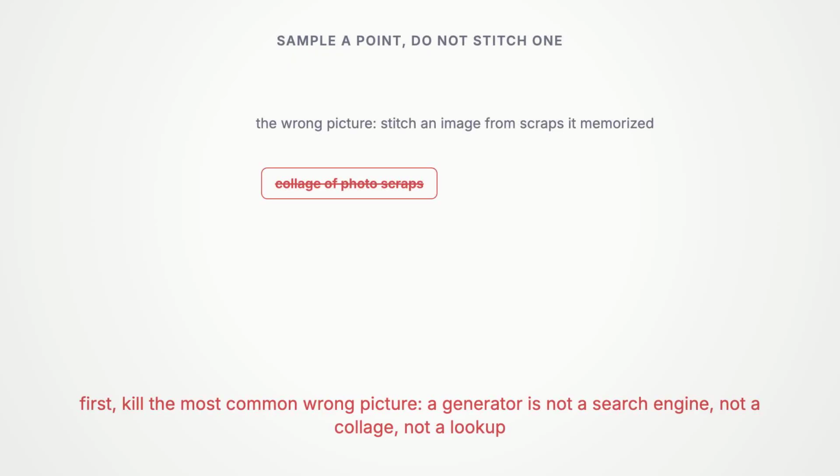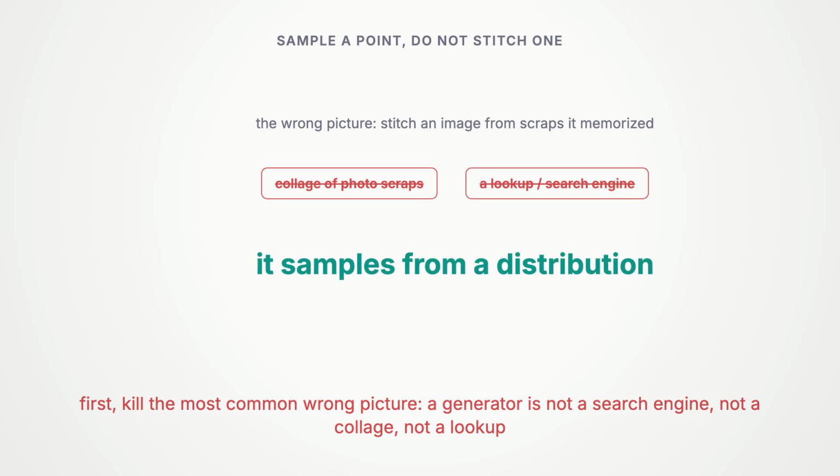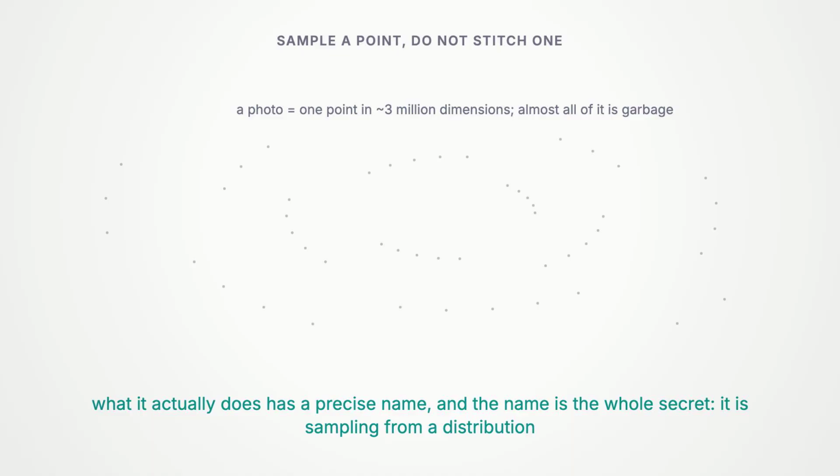First, let us kill the most common wrong picture because it blocks everything else. A generator is not a clever search engine. It is not stitching together bits of photos it has memorized, not a collage, not a lookup. What it is actually doing has a precise name, and the name is the whole secret. It is sampling from a distribution.